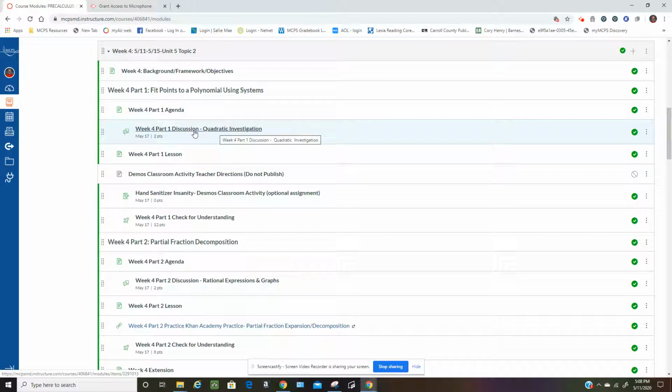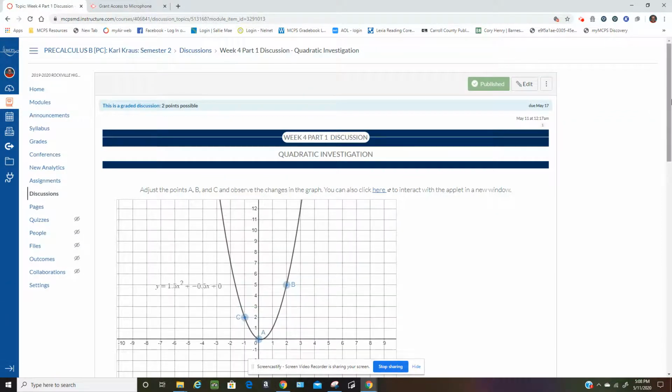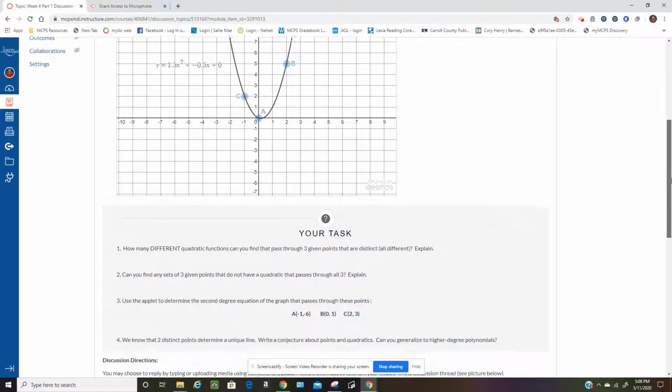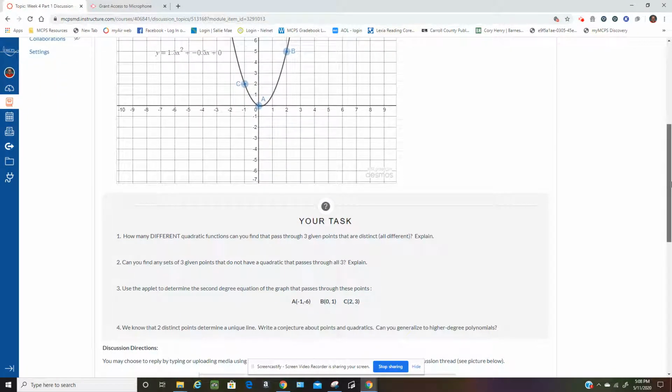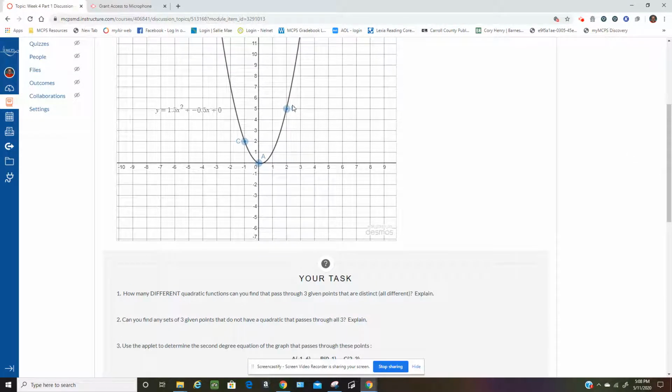It's week 4, part 1 discussion, the quadratic investigation, and then the Desmos calculator comes up, and here are some points. How many different quadratics can you find that pass through 3 given points that are all different? So here is one parabola that I can find. If I move these around, I put that one there, and this one down here, and this over here, then there's a distinct parabola there.